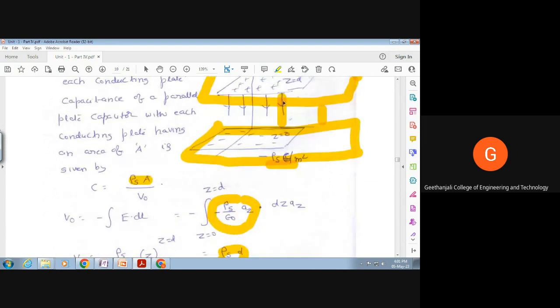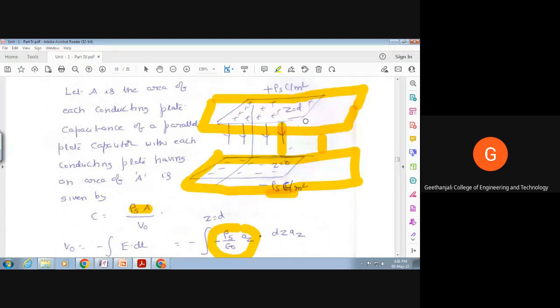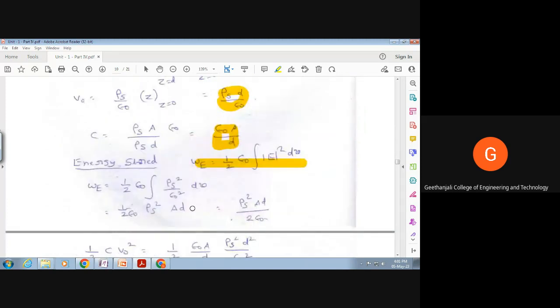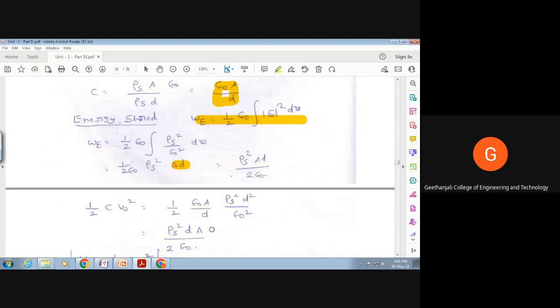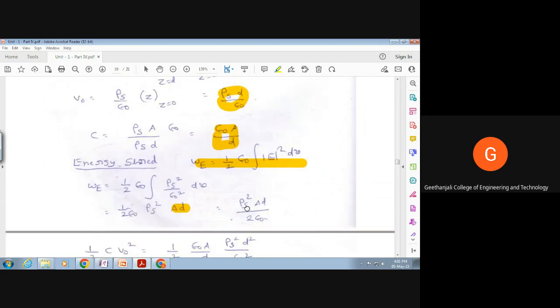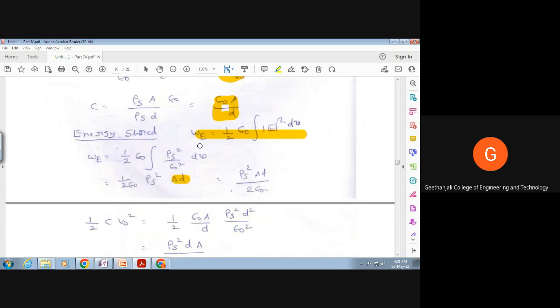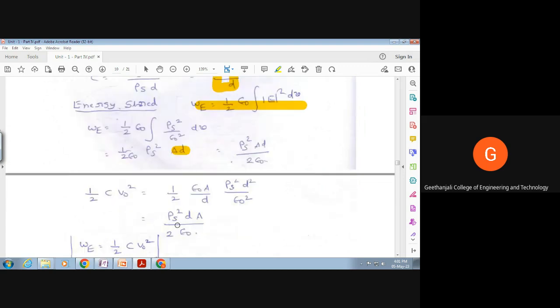So what is the volume of this one? The area of each plate is A. How much volume does it occupy? Because the spacing is D, A into D is the volume. So ultimately WE is equal to rho s square into AD by 2 epsilon naught. Let us also find out what half CV square is. So 1 by 2, capacitance is epsilon naught A by D, V naught square. What is V naught? Rho s into d by epsilon naught. So this comes to rho s square d into A by 2 epsilon naught.